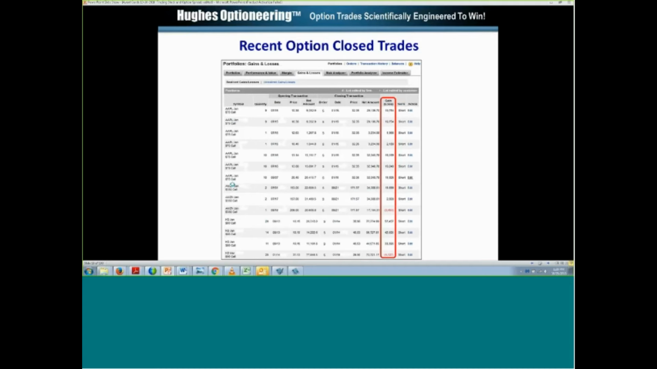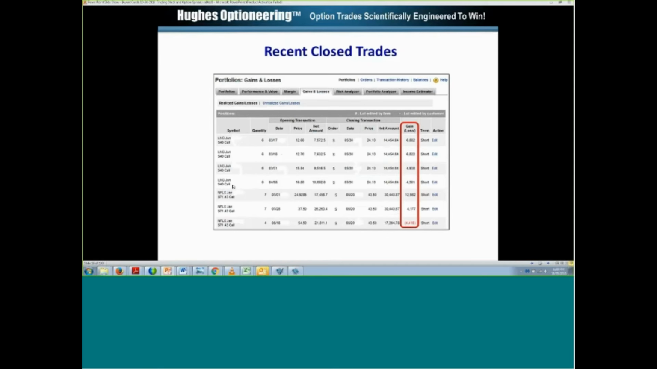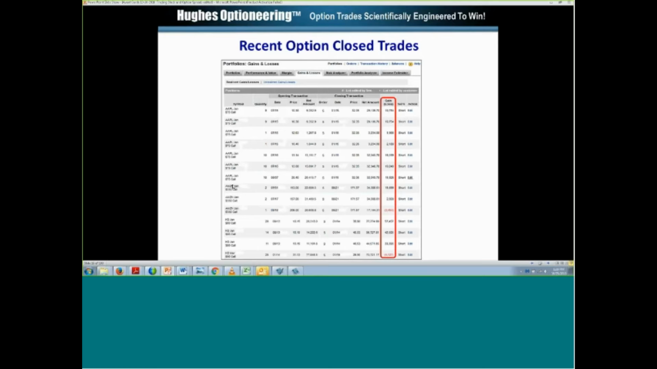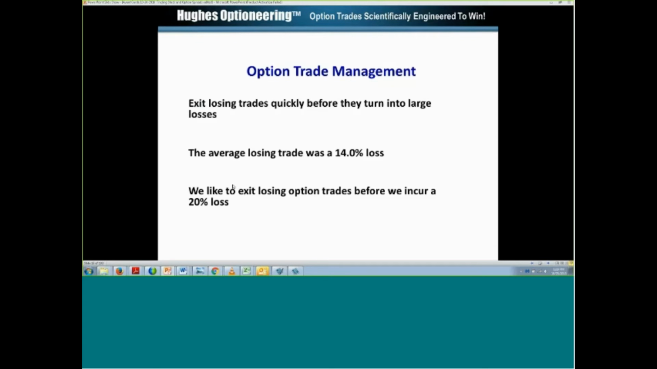This is just a recent listing of some closed out trades in our option portfolio, and these are for Apple, Amazon, Home Depot, Netflix. And what I did was I calculated the average losing trades that you see here versus the average winning trades. And the average losing trade in this portfolio of closed out trades was a 14% loss. And we like to exit our losing option trades before we incur a 20% loss.